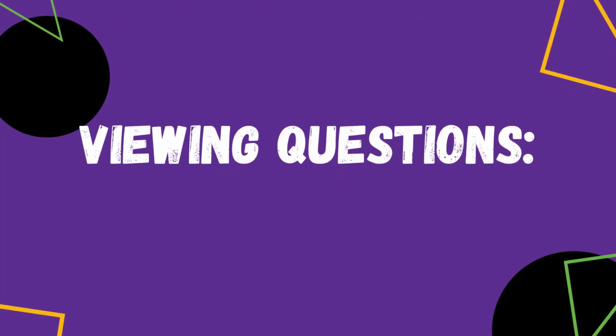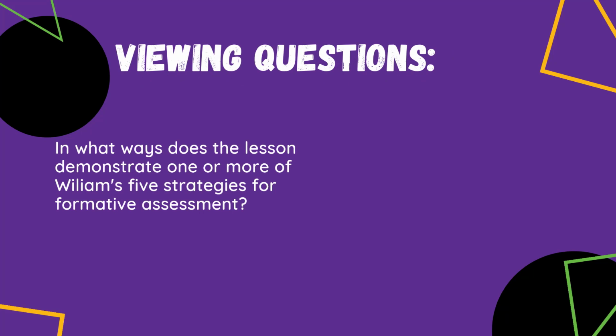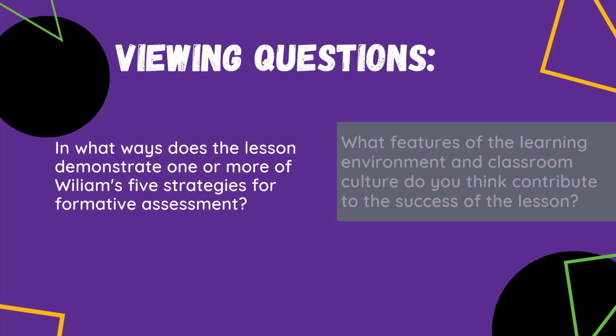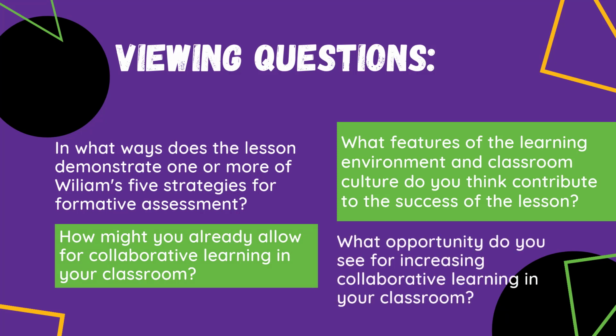As you watch this second installment of this video series, consider the following questions. In what ways does the lesson demonstrate one or more of Wiliam's 5 strategies for formative assessment? What features of the learning environment and classroom culture do you think contribute to the success of the lesson? How might you already allow for collaborative learning in your classroom? And what opportunities do you see for increasing collaborative learning in your classroom?